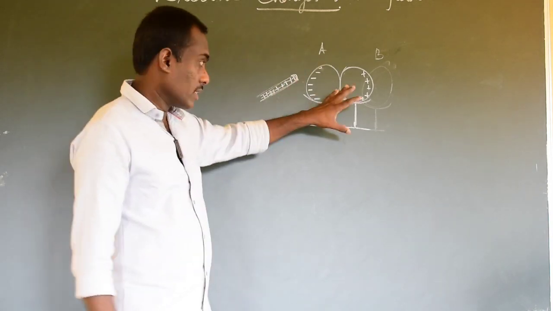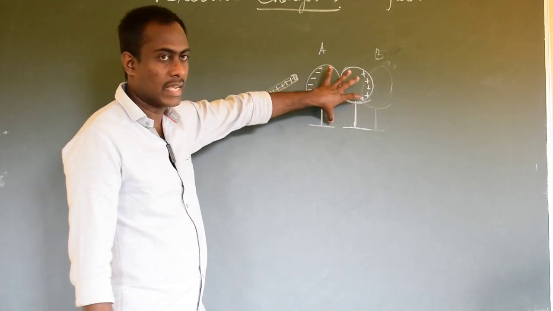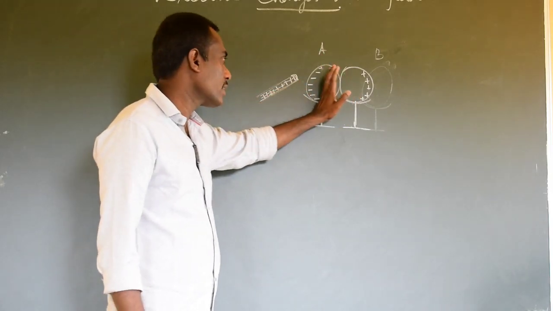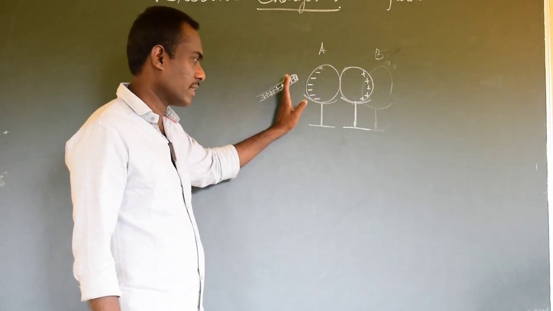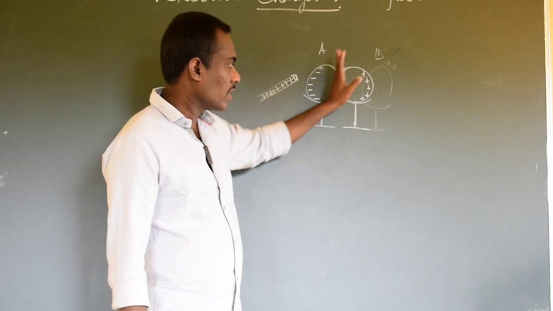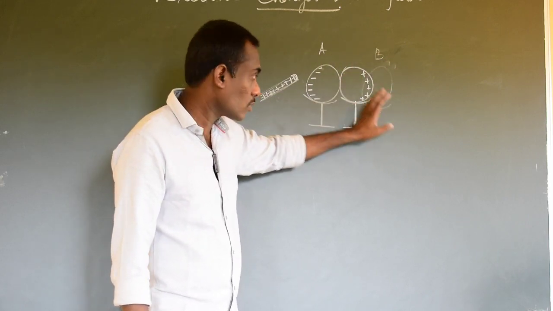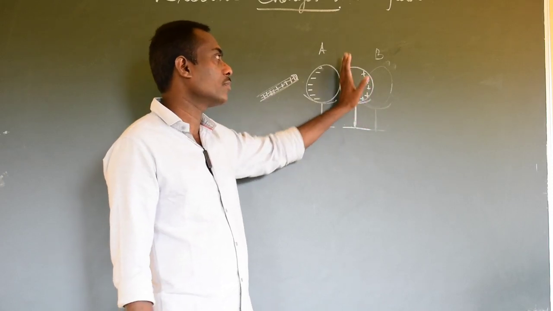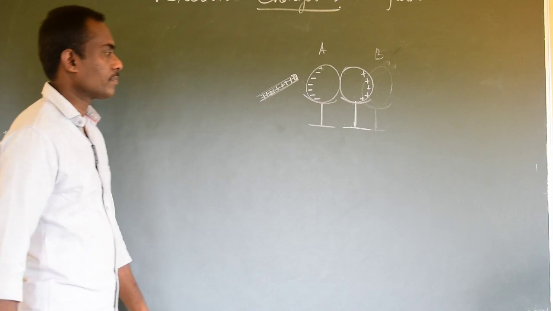Not all the charges, but most of the charges or loosely held electrons will be attracted toward and move to the surface of the metal sphere A, and the positively charged particles will accumulate. Most of the positively charged particles or charges will accumulate on the rear side of the metal sphere.